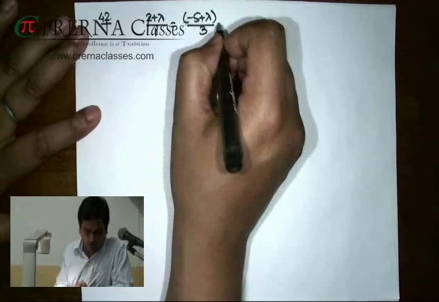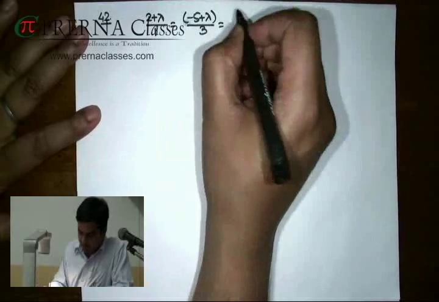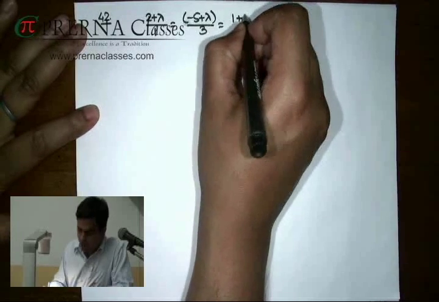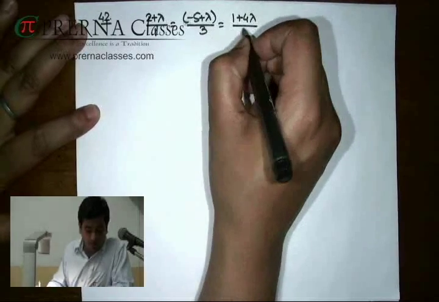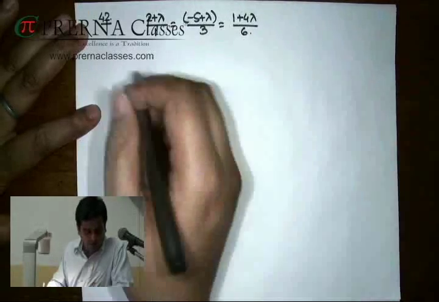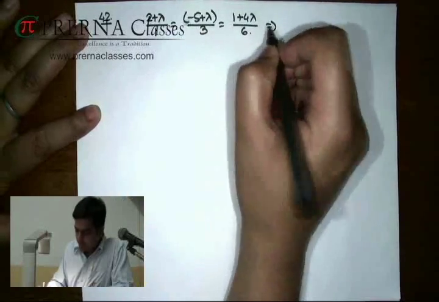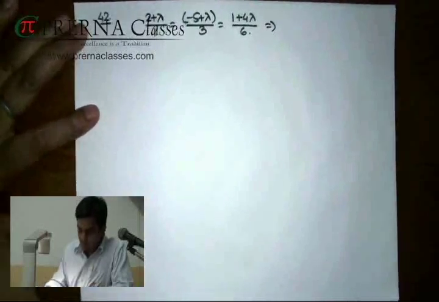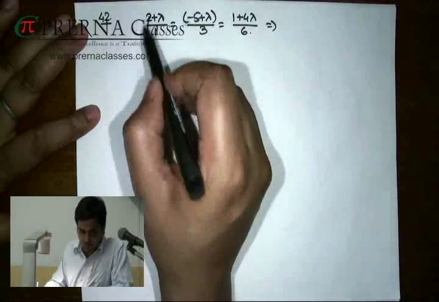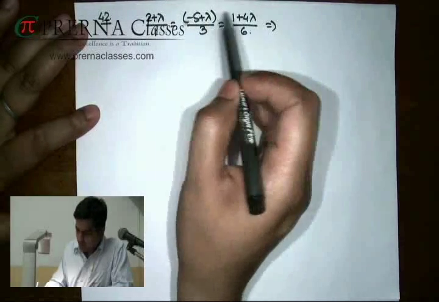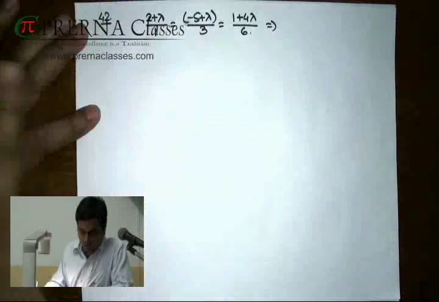you can check the coefficient of x is going to be 2 plus lambda. That should be in proportion with 1 because they should be parallel. Coefficient of y is minus 5 plus lambda. That should be in proportion with 3. Coefficient of z is 1 plus 4 lambda. That should be in proportion with 6.